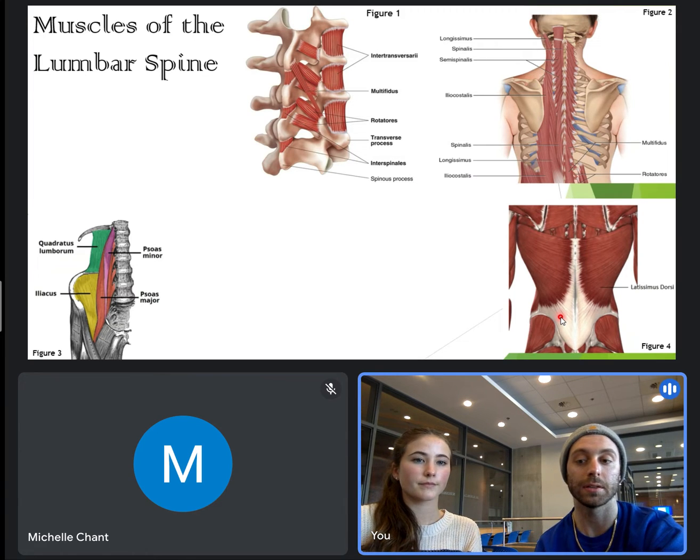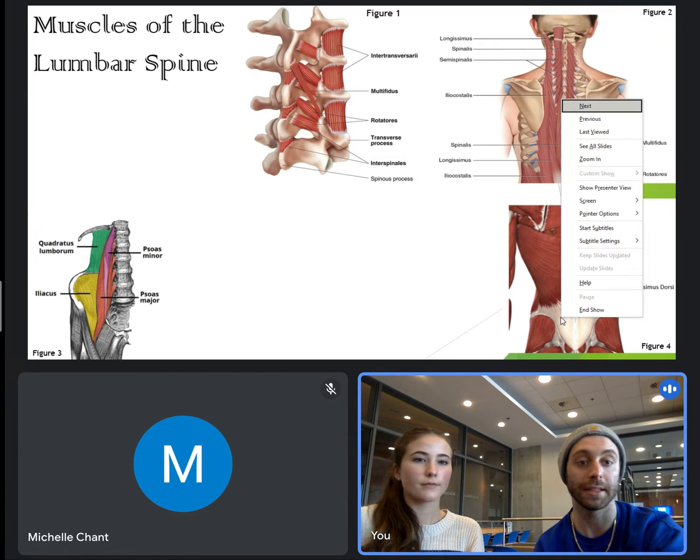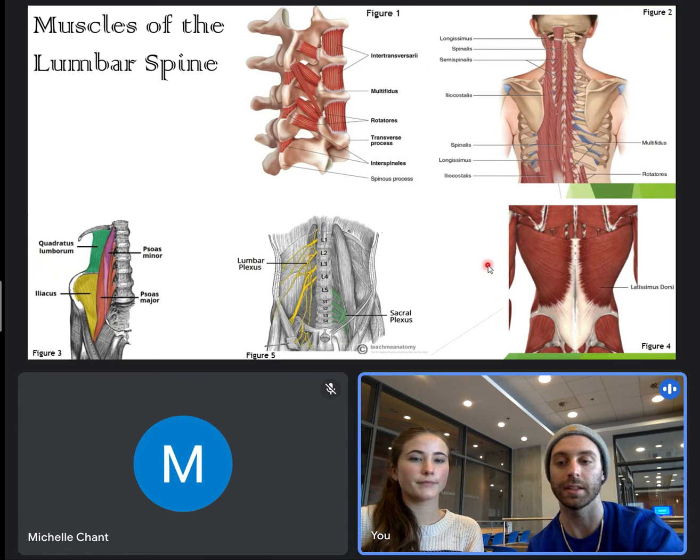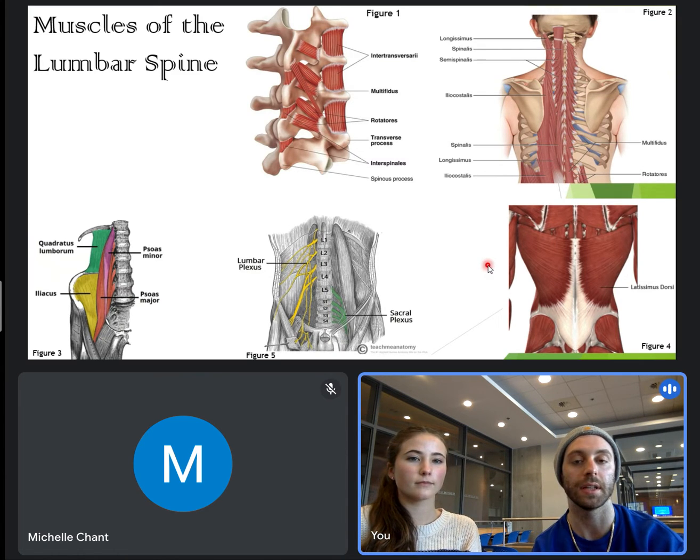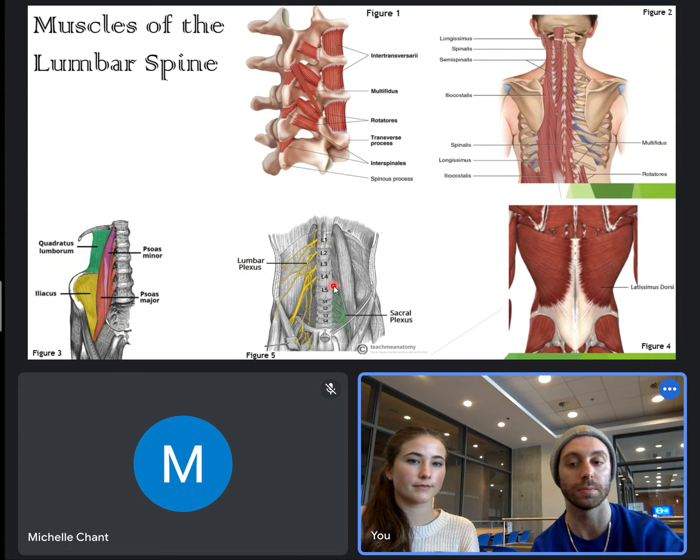So now that we're done with the muscles, we're going to learn about the lumbar plexus. So this is a web of nerves that projects from the L1 to L4 nerve roots, and it supplies the skin and the muscles. The nerves also stemming from the lumbar plexus are crucial for the function and proprioception of the lower extremities, and it also helps with the ability to extend the knee, flex the hip, and adduct the thigh, and a couple other small movements.